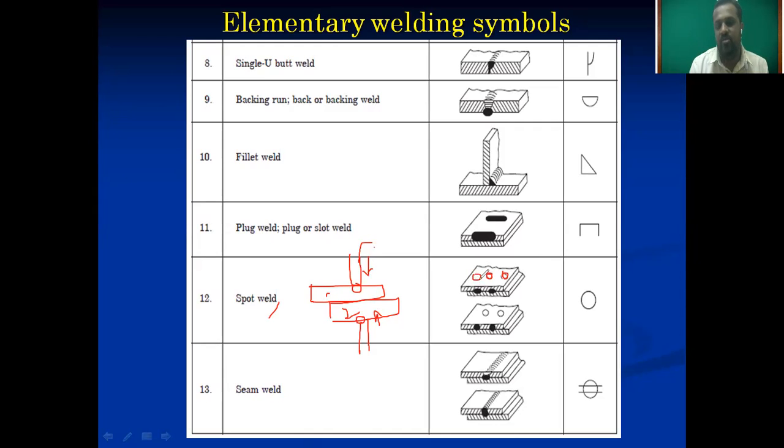Now how is it looking? It is looking like a circle because we are giving only a single spot here. So the symbol of spot welding becomes just a small circle, like this. This is the symbol for spot welding, and it indicates spot welding.